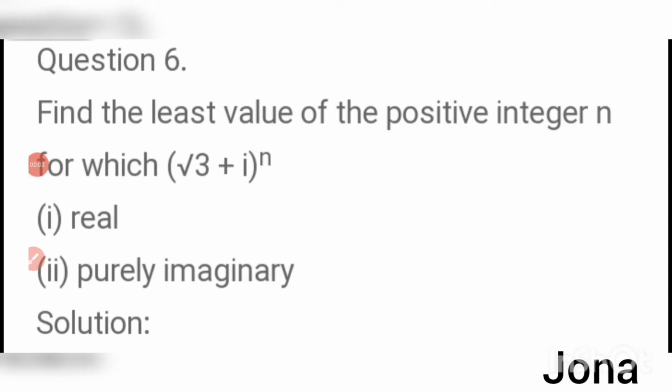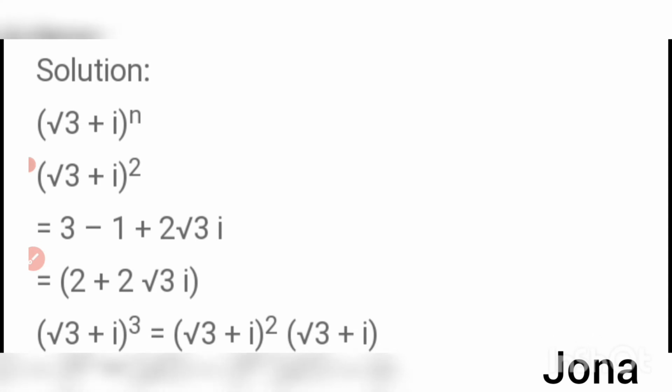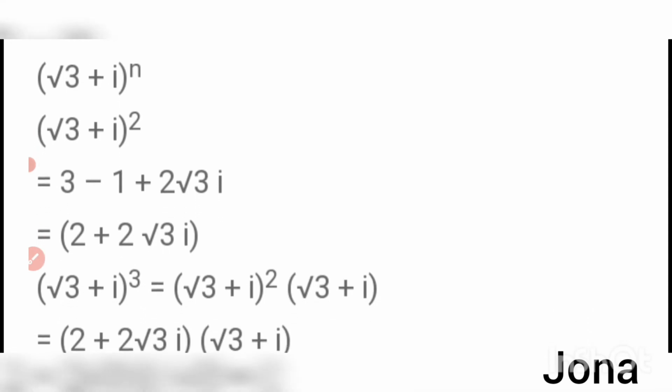Sixth problem. Find the least value of the positive integer n for which square root of 3 plus i, whole power n, is real. If it is real, we want to find the least value of the positive integer n. And then the second division is purely imaginary. If it is imaginary, we want to find the least value of the positive integer n here. Okay. Let me see the first division now. Here it's given root 3 plus i whole power n.